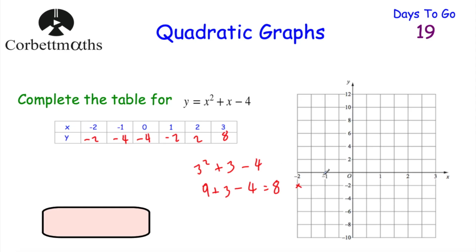Negative 1, negative 4. Negative 1, negative 4 would be here. 0, negative 4 would be there. 1, negative 2 would be there. 2, 2 would be here. And 3, 8 would be there. So we've plotted our points.